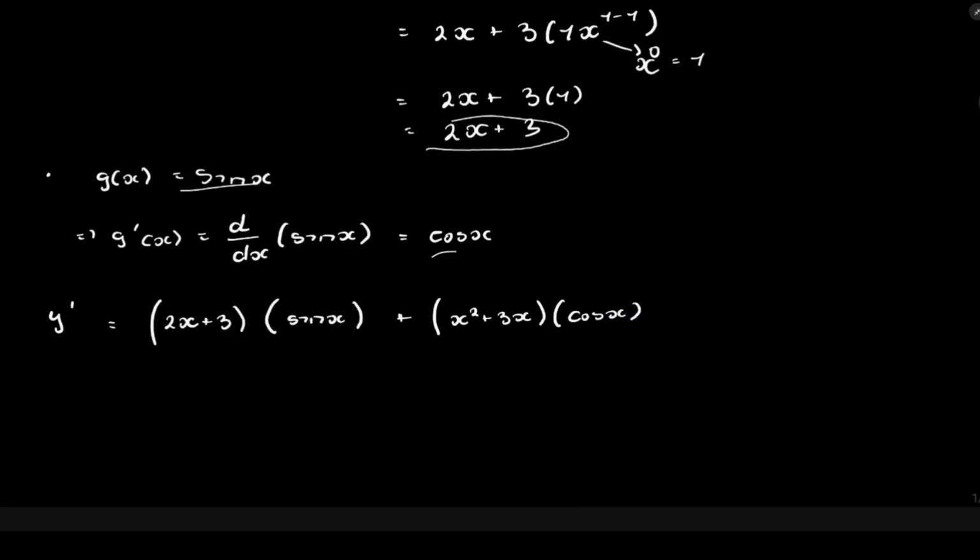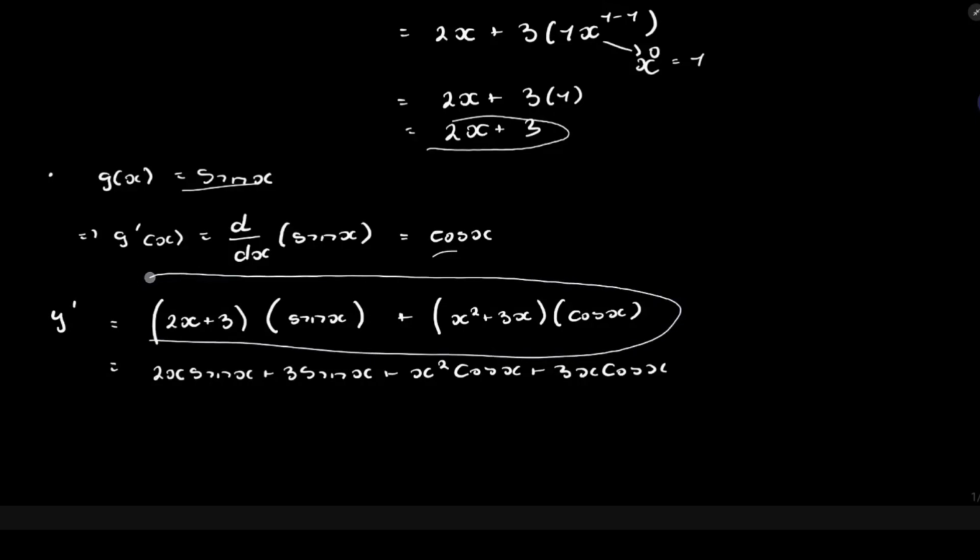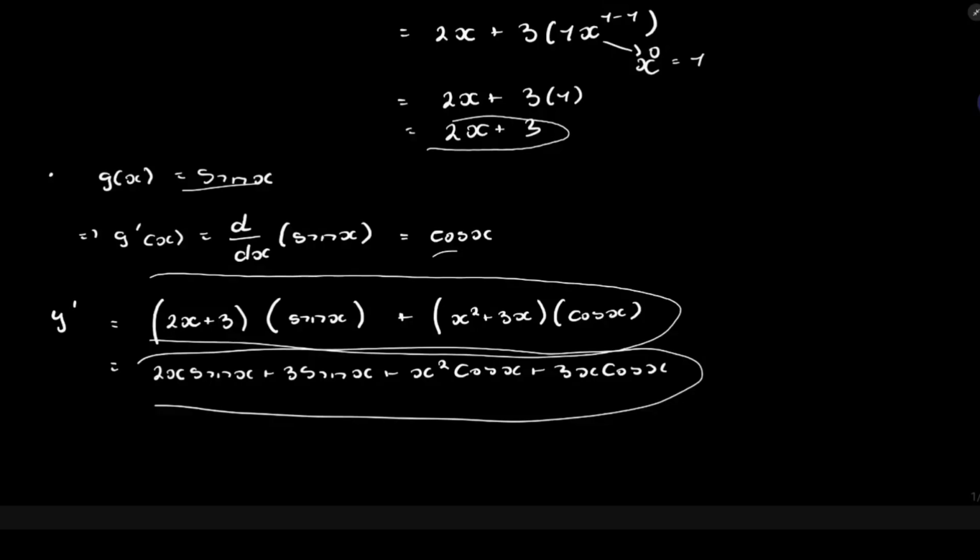After having our general expression, we then need to simplify it to the simplest form. This leaves us with 2x sine x plus 3 sine x plus x squared cos x plus 3x cos x. Note that I am expanding these brackets in an attempt to simplify the expression. If upon expanding the brackets I notice that it cannot be simplified more, then the simplest form is going to be the form which had the brackets. So let's identify, can this expression still be simplified?